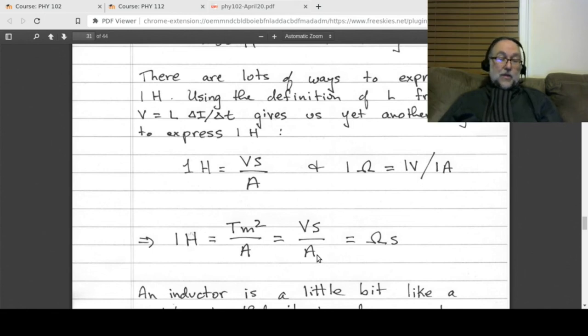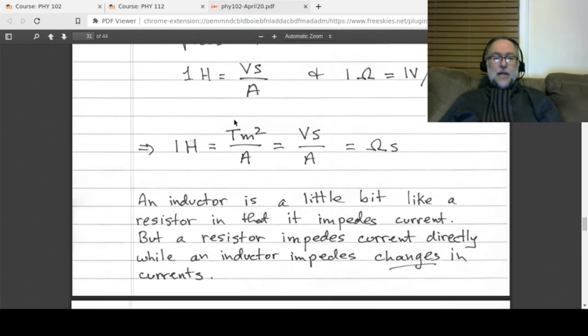And the other way you'll see this, and probably the most important way, is to remember that an ohm, which is a measure of resistance, is a volt per amp. We have a volt here and an amp there, so a volt divided by an amp is an ohm. So another way to think of a Henry is as an ohm second. One Henry is the same as one ohm second. This is actually not that bad. A lot of people think of Henrys as ohm seconds, and the reason is that an inductor is a little bit like a resistor. Not quite.